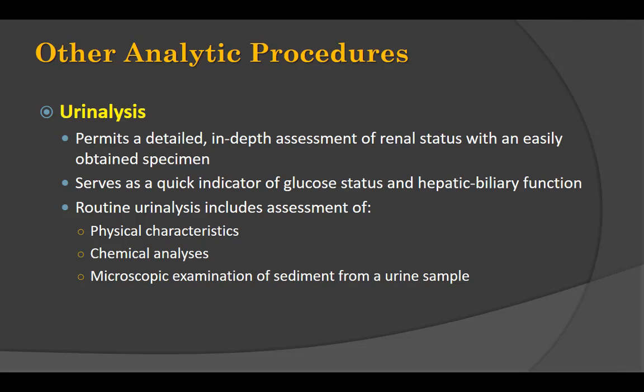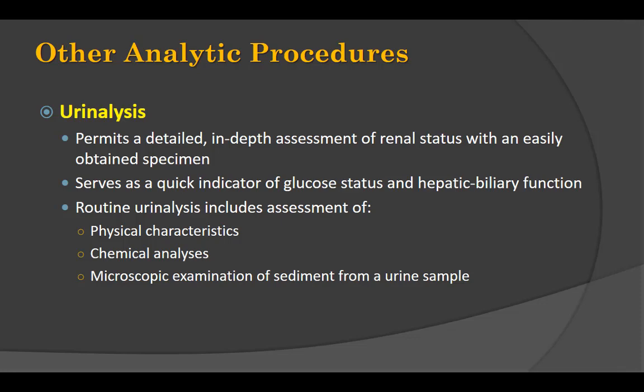Can anyone tell me how the urine can tell us about hepatobiliary function? Okay, let me ask you another question. Why do you think urine is yellow? Bilirubin, not bilirubin, but urobilinogen. Bilirubin gets converted into urobilinogen, and this is produced by the liver. So if there is jaundice, if there is too much bilirubin, the urine will become deep yellow, right? So it can give you an idea about the function of the hepatobiliary system. All right.